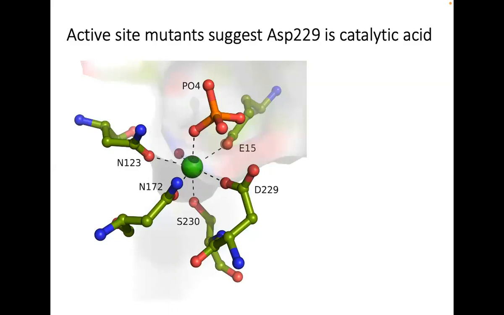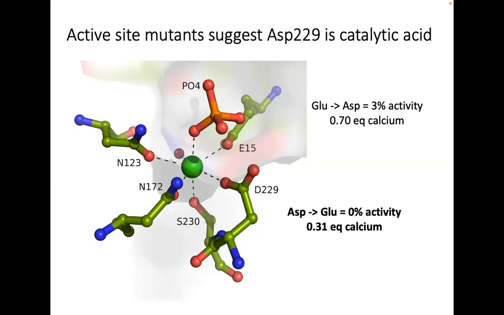So the next thing I did was make amino acid substitution mutants of this enzyme and assay those variants for activity. When I change this E15 to an aspartate, I'm changing the shape of that acid. I lose activity, but I still can detect some working enzyme. And we know that this enzyme is also still binding some calcium because I did ICP-MS on these variants as well. However, when I make the reciprocal change in D229, substituting it for glutamate, again, it's still an acid, but now we're changing the shape of that acid.